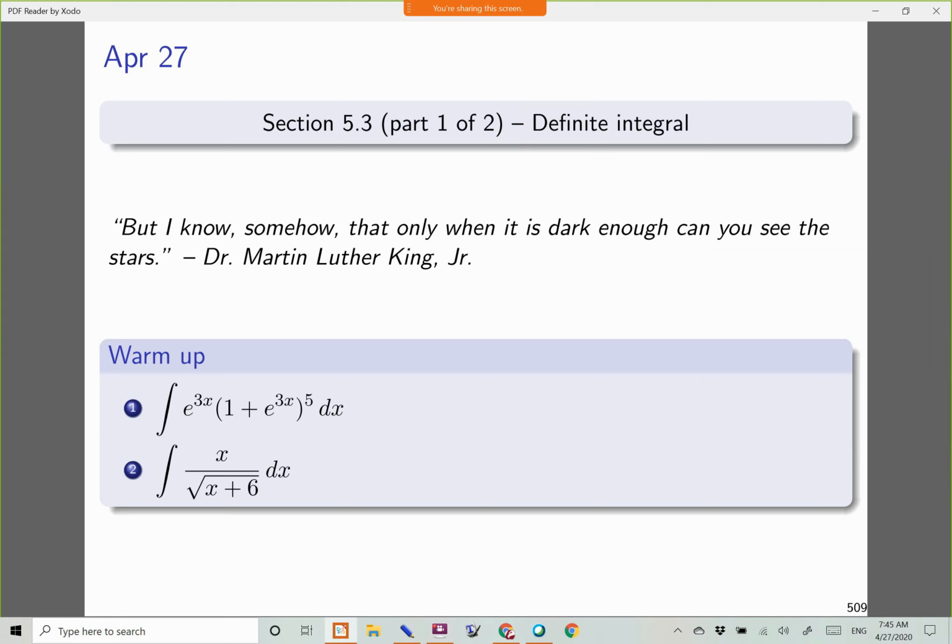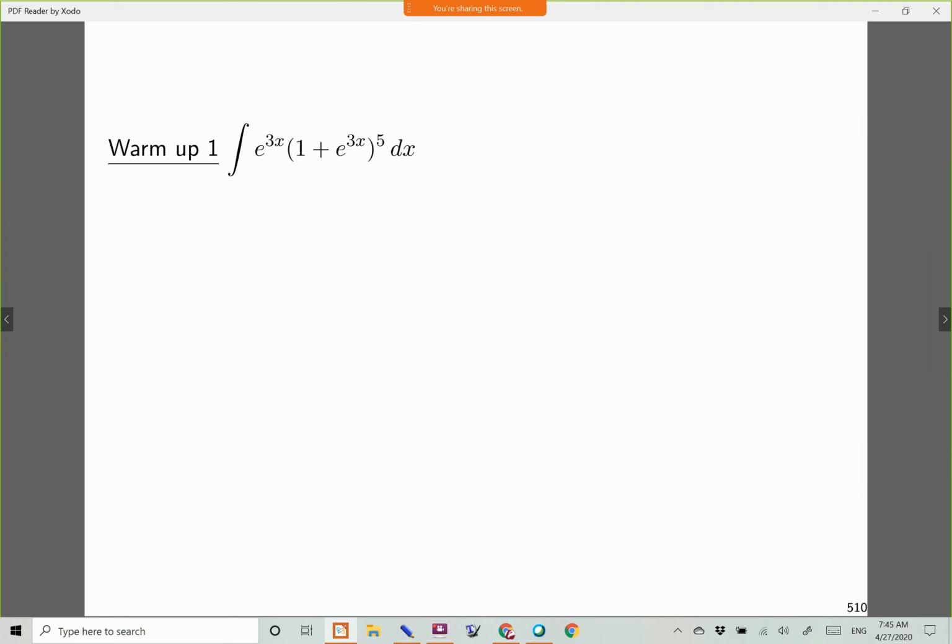So this first one looks like a lot's going on there, right? Warm up number one. So the integral of, or say the antiderivative of, e to the 3x power times the quantity 1 plus e to the 3x power raised to the 5th power dx. So here a substitution is going to work out. What is that substitution? Think about trying to pick something for u so that somewhere else in the problem you end up seeing the derivative of u, of whatever you pick for u.